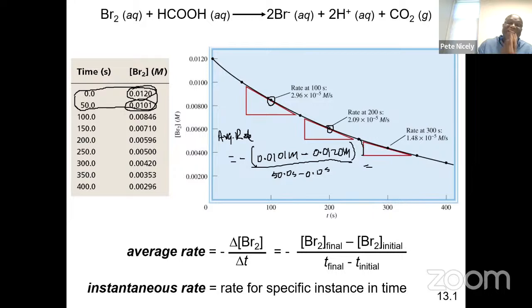Okay, so it's very important that you know and understand the difference between the average rate and the instantaneous rate. The average rate is basically the rate over a particular time frame, where you find the change in the concentration of the reactant or product divided by the change in time over that time frame. That's the average rate, while the instantaneous rate would be the rate at a particular instance in time. The way you determine that is by drawing a tangent at that point and finding the slope of that tangent. So that's basically how that is done.